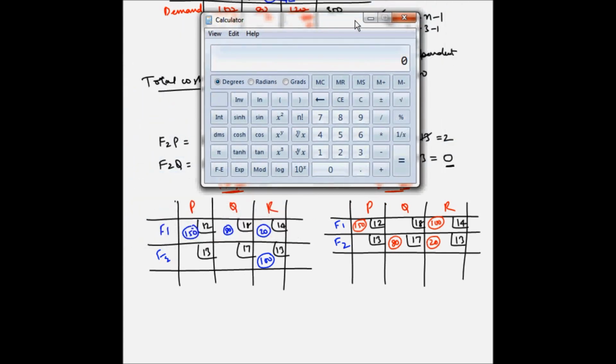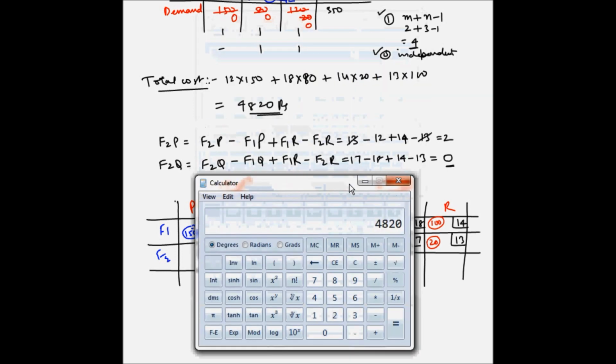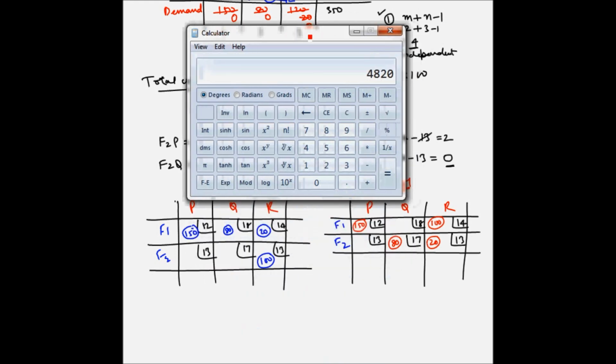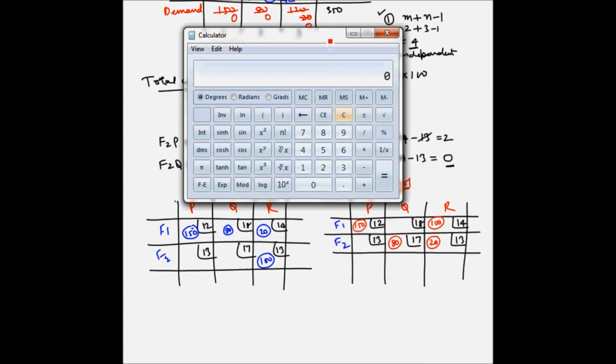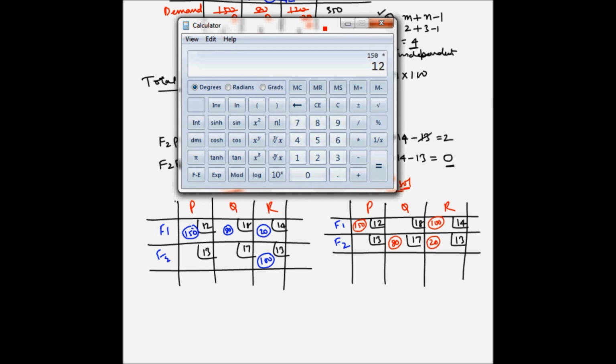So for the first one, 150 multiplied by 12 plus 80 multiplied by 18 plus 20 multiplied by 14 plus 100 multiplied by 13, which is 4820. So that was what we had obtained earlier. Now let's compare with the second solution. So 150 multiplied by 12 plus 100 multiplied by 14 plus 80 multiplied by 17 plus 20 multiplied by 13. So this is also 4820.